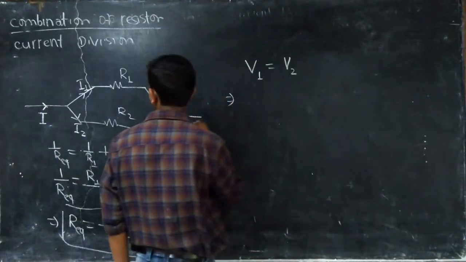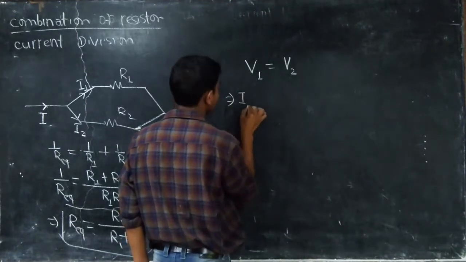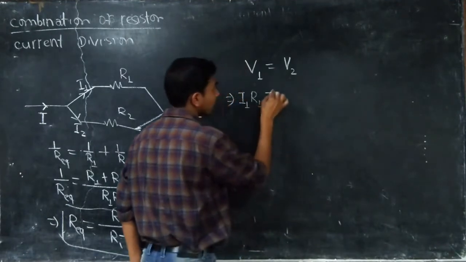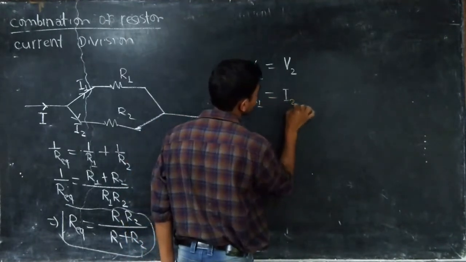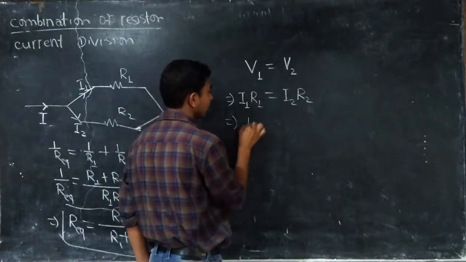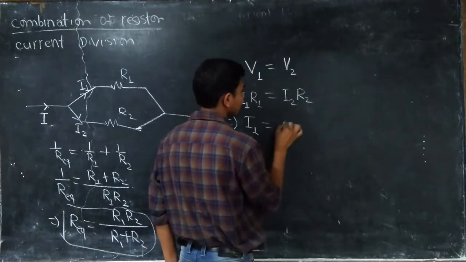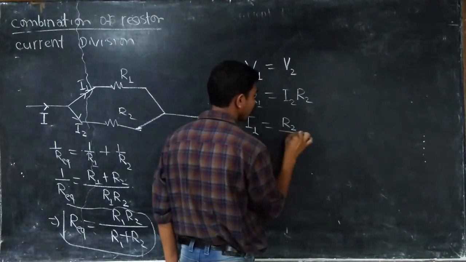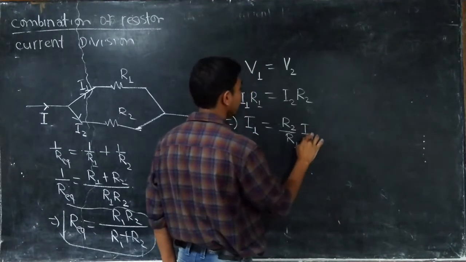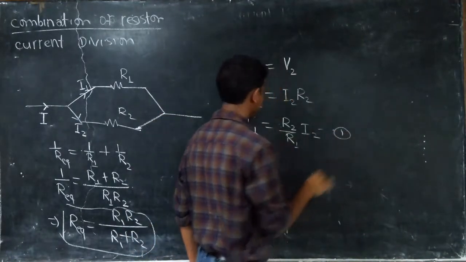So from here we can see V1 is equal to I1 R1, right? And V2 is equal to I2 R2, right? Okay. So further we can write I1 is equal to R2 by R1 into I2, right? This way we are able to write. This is your equation 1, right?